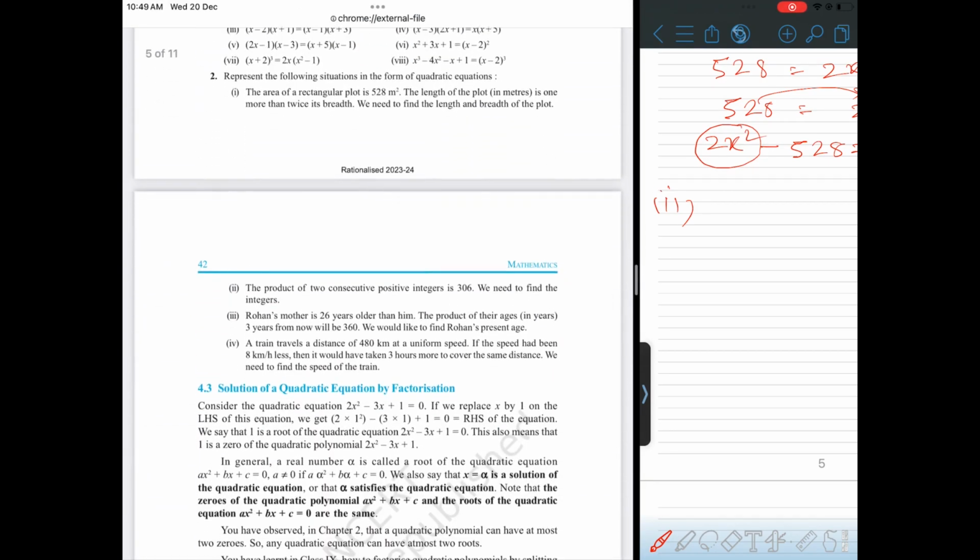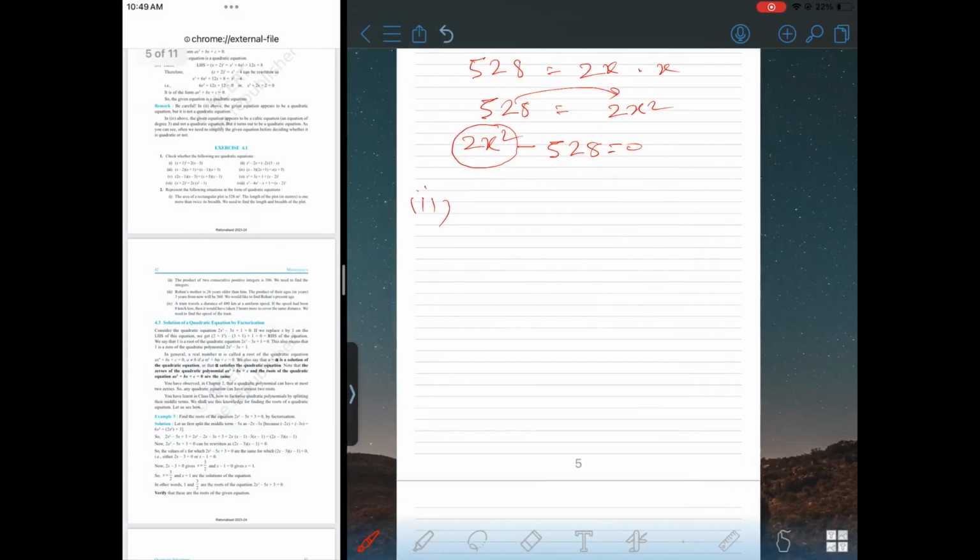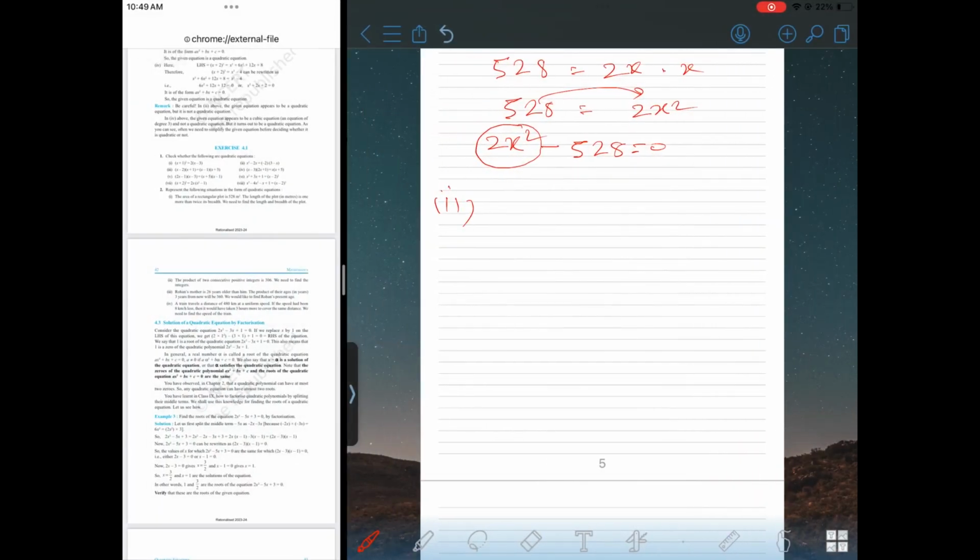Yeah, second question says the product of two consecutive positive integers is 306, right? So the main key term here is consecutive. If you understand the meaning of consecutive, then you will be good. Consecutive means one after another.